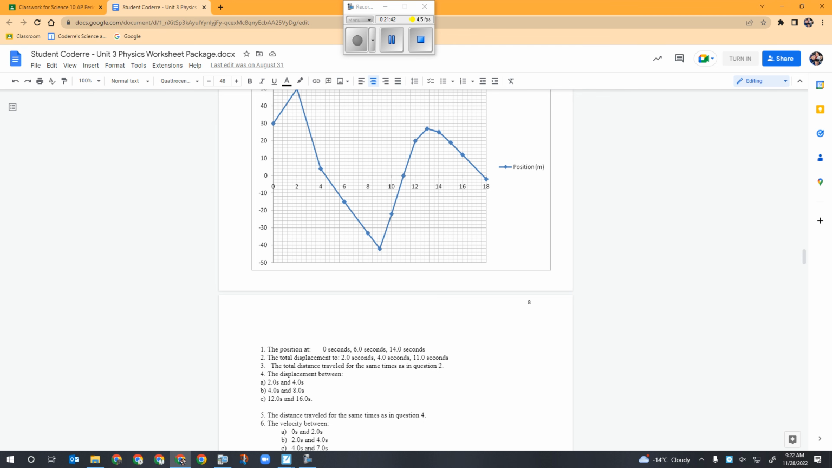They start out really, really easy. It's just asking you, what's the position at this time, at this time, at this time? Well, it's a position versus time graph, so that's pretty easy. You just have to read it off the graph. And then some calculations of total displacement from 0 to 2, 0 to 4, 0 to 11 seconds. And then a couple other displacement questions.